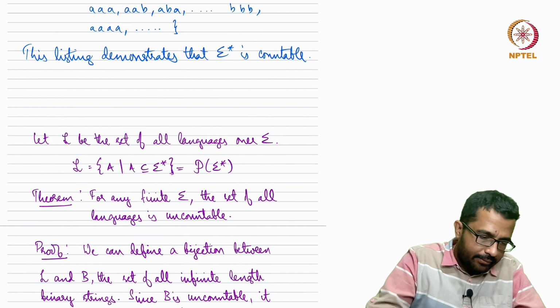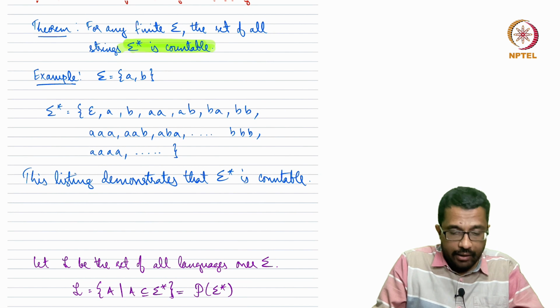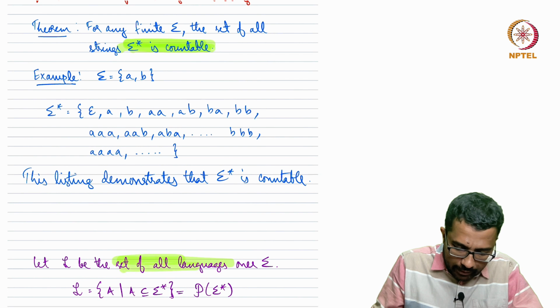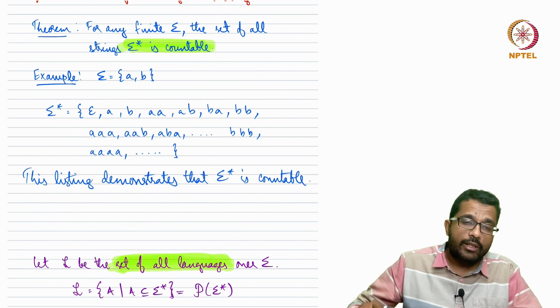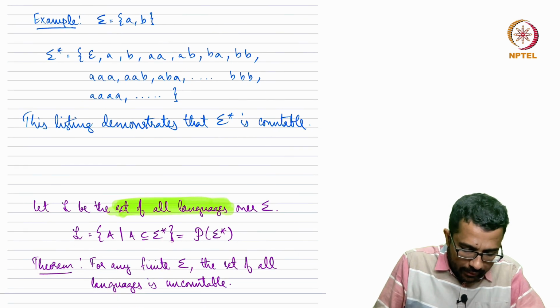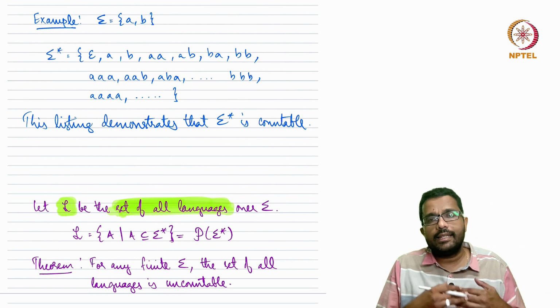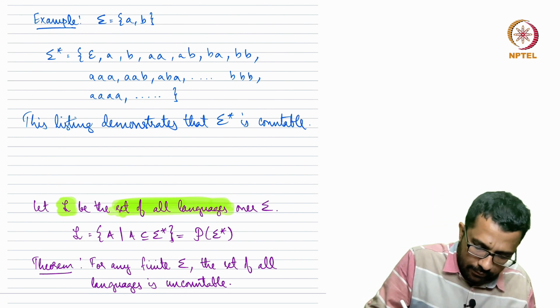Given sigma, we talked about sigma star. Sigma star is the set of all strings. Now, let me talk about the set of all languages over sigma. So, what is a language? A language is a subset of sigma star. So, now I am talking about the set of all subsets of sigma star. So, L is the set of all languages over sigma. L is defined to be the set of all subsets of sigma star, because a language is merely a subset of sigma star, or in other words, L is the power set of sigma star.